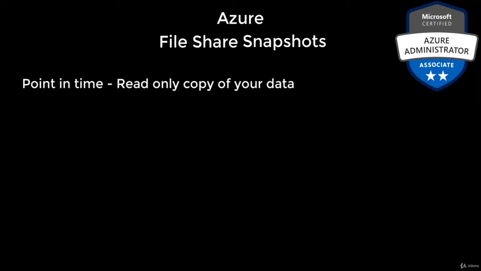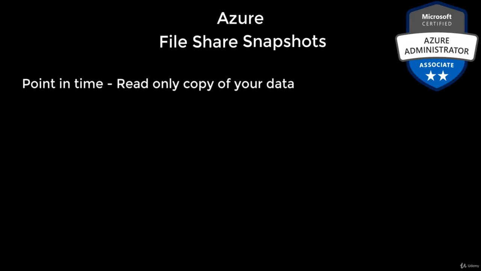Share snapshot capability is provided at a file share level. Retrieval is provided at an individual file level so that you are allowed for restoring individual files. You cannot delete a share that has share snapshots unless you delete all the share snapshots first. It's like a dependency.